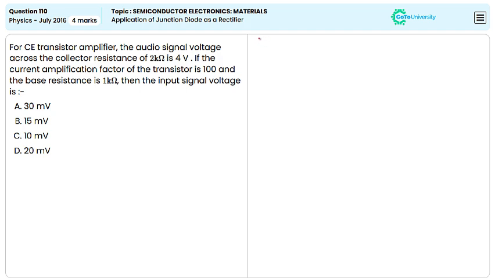We are given a collector resistance RC equals 2 kilo ohms, voltage across the collector resistance VC equals 4 volts, current amplification factor beta is 100, and base resistance RB equals 1 kilo ohms. We need to find the input signal voltage V input.